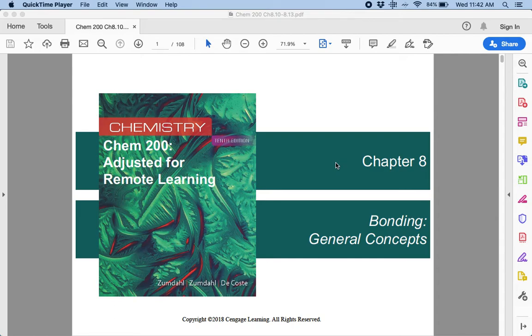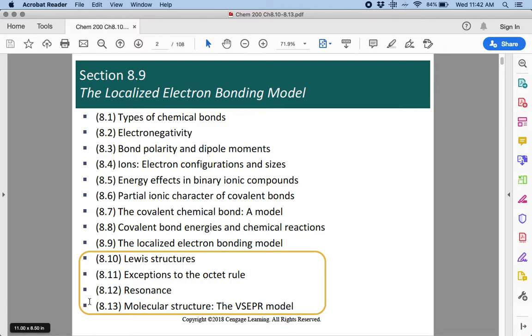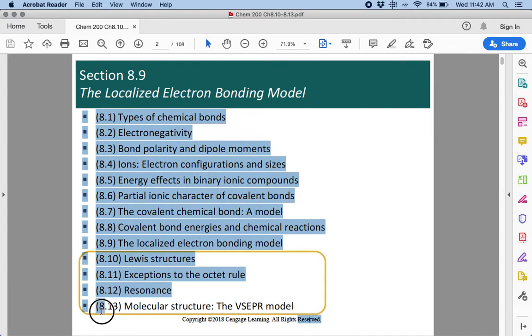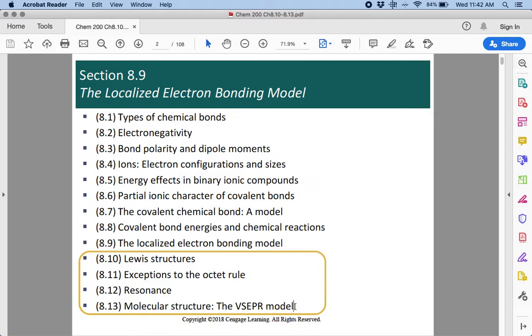This is part B of our last section. So in part A, we talked about these three topics: review of Lewis structures, some exceptions to the octet rules, resonance, as well as formal charge. Today we will be focusing on our last section in our chapter 8, which is VSEPR theory.